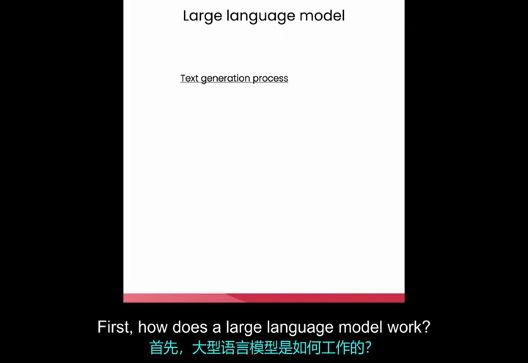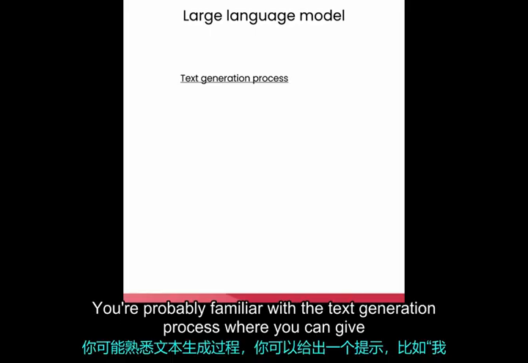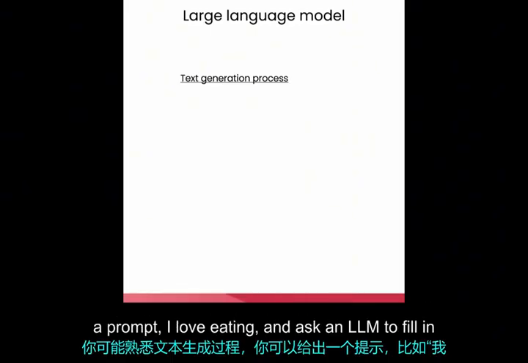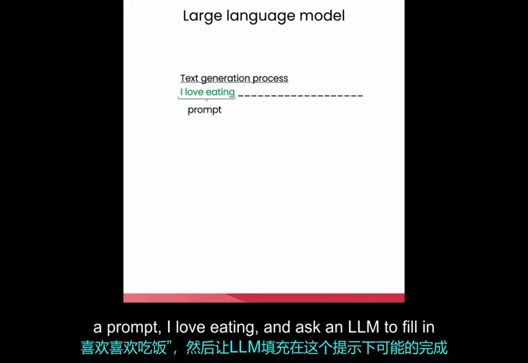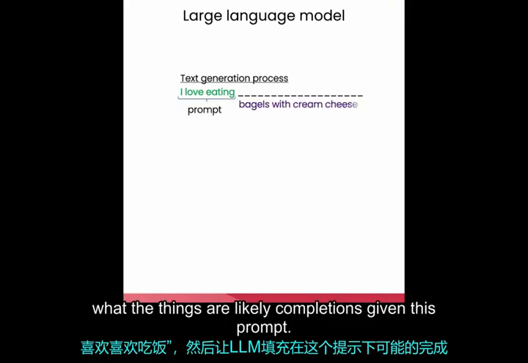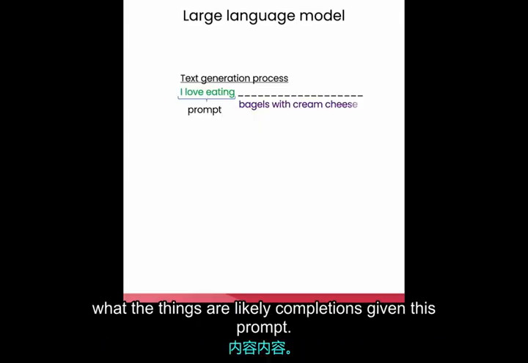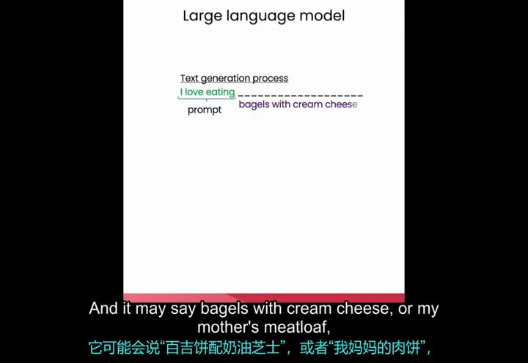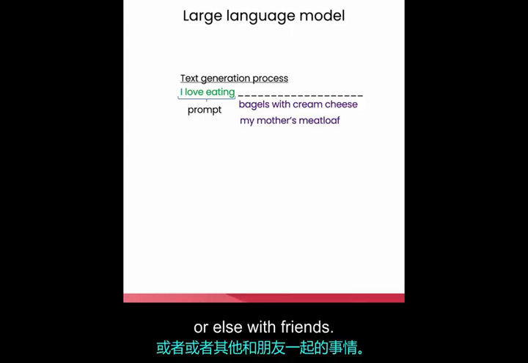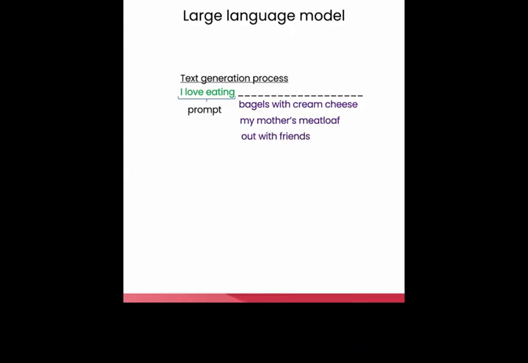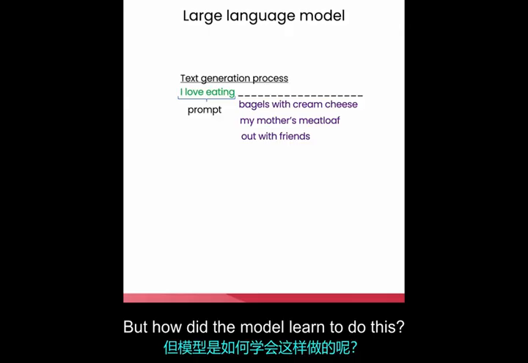Let's take a look. First, how does a large language model work? You're probably familiar with the text generation process where you can give a prompt, "I love eating," and ask an LLM to fill in what the likely completions are given this prompt. And it may say bagels with cream cheese, or my mother's meatloaf, or also with friends. But how did the model learn to do this?